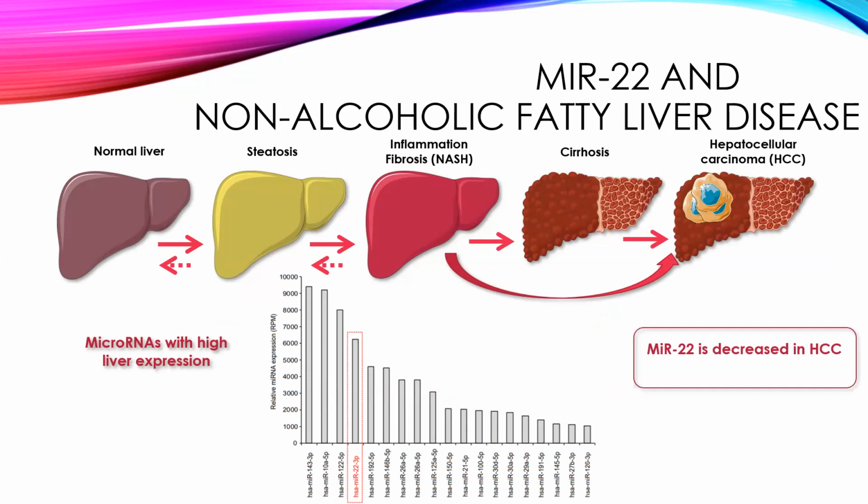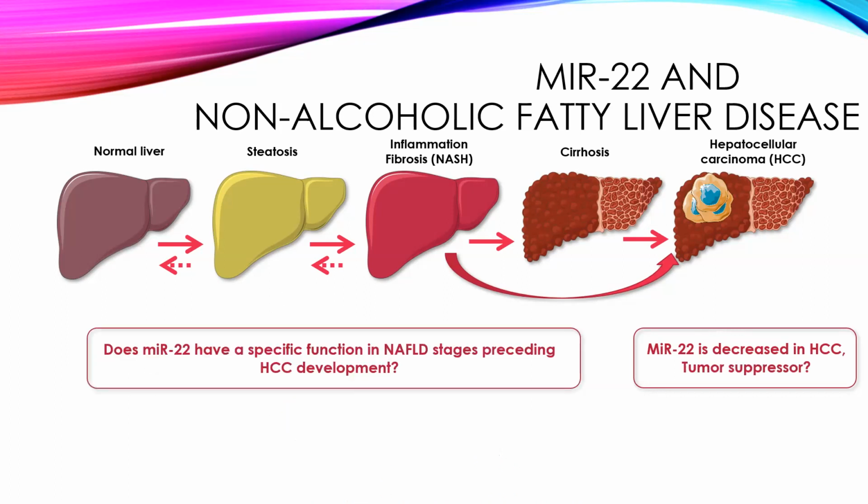The second reason we're so interested in this microRNA is that the literature so far shows that every time we measure this microRNA in hepatocellular carcinoma, its expression is always decreased compared to the non-tumoral part of the liver. So we have two main questions. Can miR-22 have a specific function in NAFLD before HCC development? And second, since microRNA-22 is decreased every time in tumors, could it be a tumor suppressor in the liver? We started off by answering the first question: is miR-22 involved in NAFLD progression?